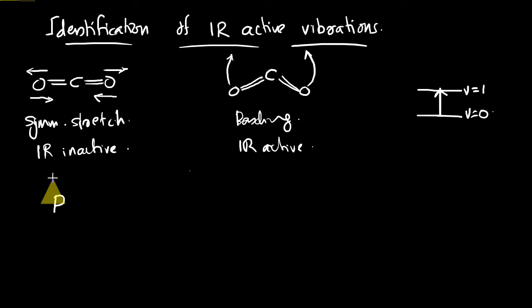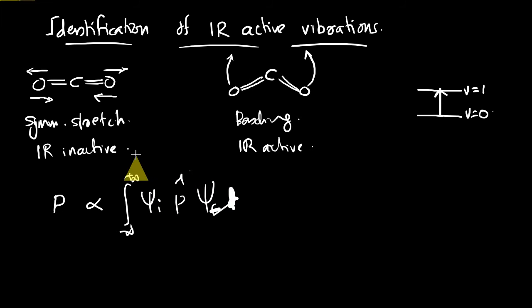And the expression for P is that P is proportional to the integral from minus infinity to plus infinity of psi I P cap psi f d tau. Psi I P cap psi f d tau. So this is the expression for the spectral transition probability. Our spectral transition probability is proportional to this one. And I will explain what the terms involved in this expression are.